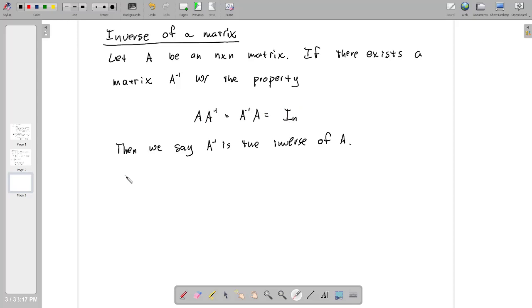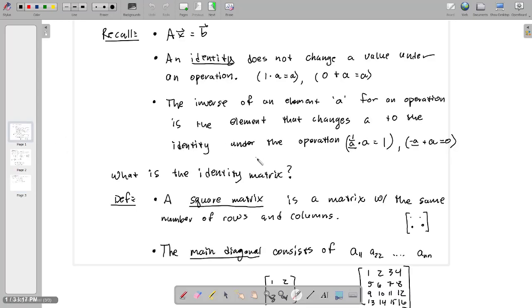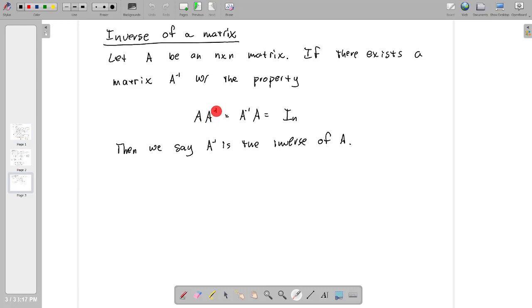Now, I do need to note a couple of things. One, remember what an inverse is. This fits with the definition of what an inverse is according to an element and an operation. Remember, an inverse requires an element and an operation. So 1 over A is the inverse of A under the operation multiplication. Negative A is the inverse of A under the operation of addition. Here we have A inverse is the inverse of A under the operation of matrix multiplication. That's one thing that I wanted to note.